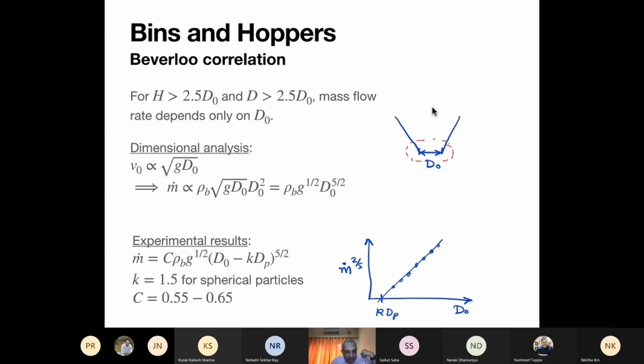So if this is the case, then the only way we can define a velocity is using gravity and this one geometrical parameter which is important, which is d0. The reason is that the whole resistance to flow happens only at the exit. So when you assume that velocity is proportional to square root of g times d0, then the mass flow rate should be proportional to rho b into v0 into the area. If you simplify that, the mass flow rate is proportional to the orifice diameter raised to the power of 2.5, or 5 by 2.